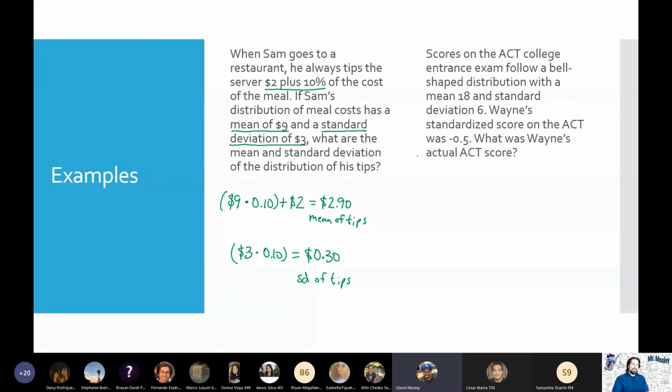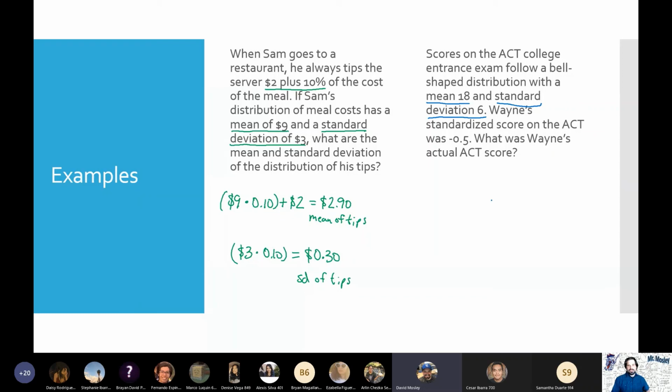All right. So in example number 2, we're looking at ACT scores. Scores on the ACT college entrance exam follow a bell-shaped distribution with a mean of 18 and a standard deviation of 6. So a mean of 18, standard deviation of 6. Wayne's standardized score on the ACT was negative 0.5. What was Wayne's actual ACT score?